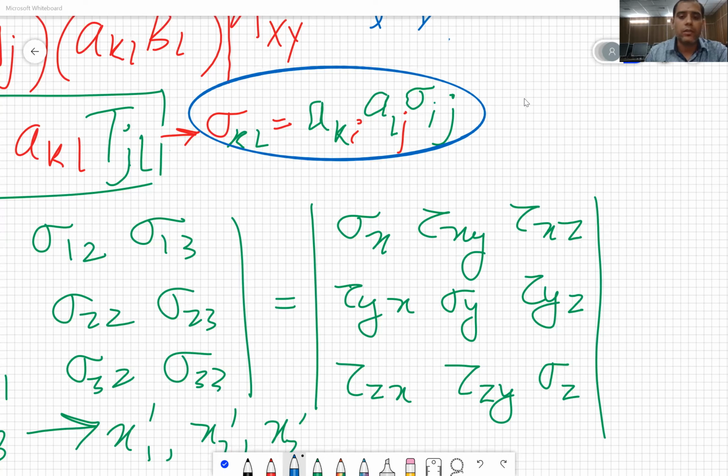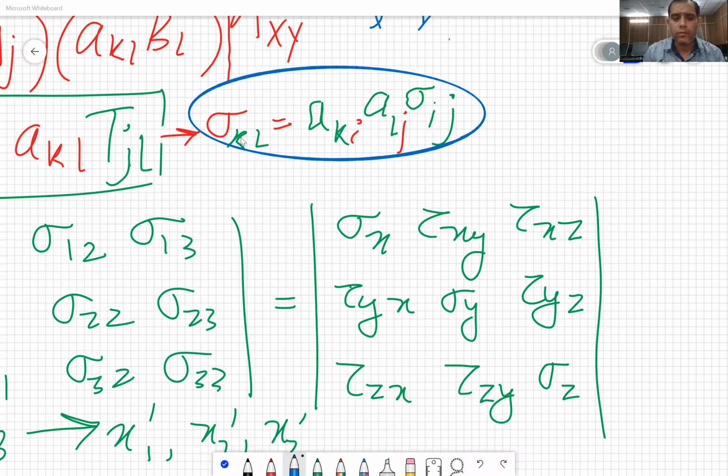So in that case, how the stress will be correlated, that will be written as sigma KL equals a KI a LJ sigma IJ. What is the sigma IJ? Sigma IJ is the stress on the primed axes or the primed coordinate system. That is x, y, and z. So this is the stress in these respective axes, and when these axes are transformed, this will be the stress in the transformed axis. In that way, we'll write these equations.